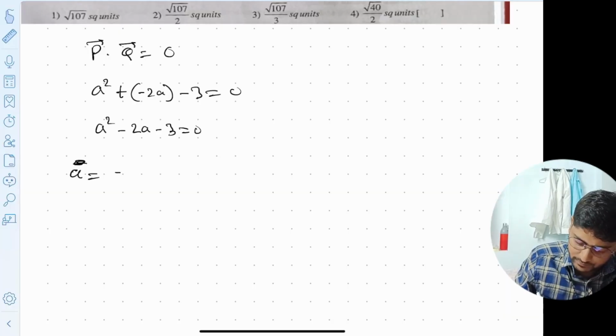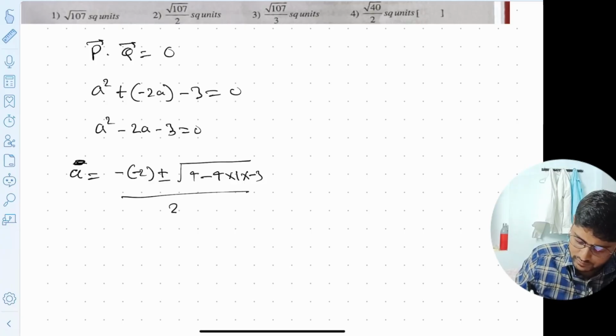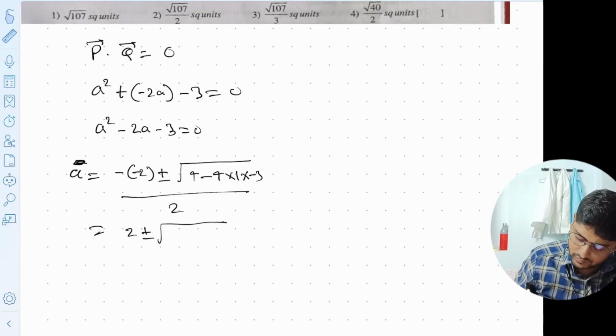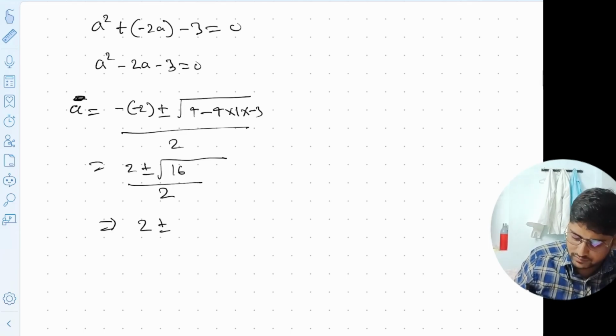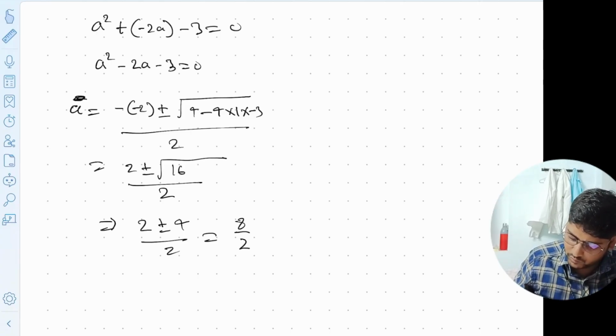x equals minus b plus minus square root of b squared minus 4ac, divided by 2a. It will become 2 plus minus square root of 4 plus 12, which is 16, divided by 2. So 2 plus minus 4 by 2. One value is 2 plus 4 over 2, the other value is 2 minus 4 over 2, which is minus 2 by 2. One value will be 4, the other value will be minus 1.